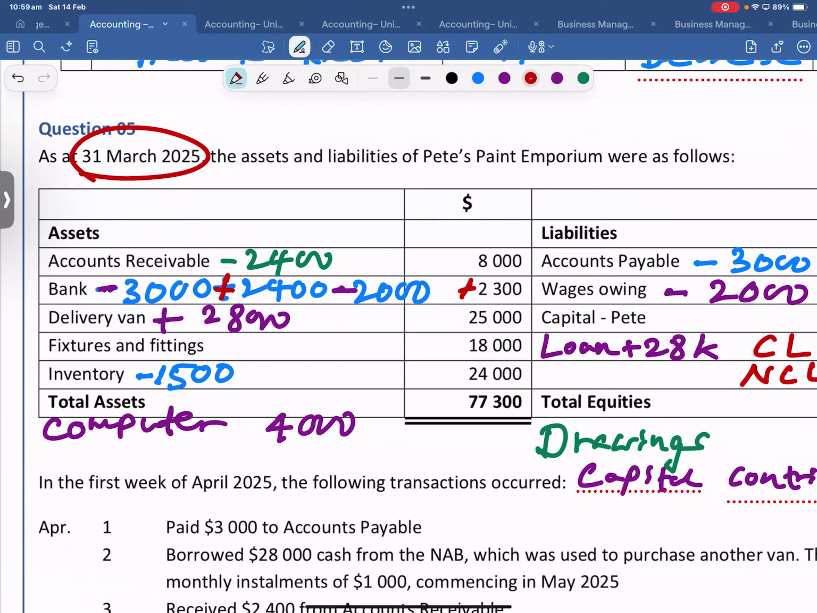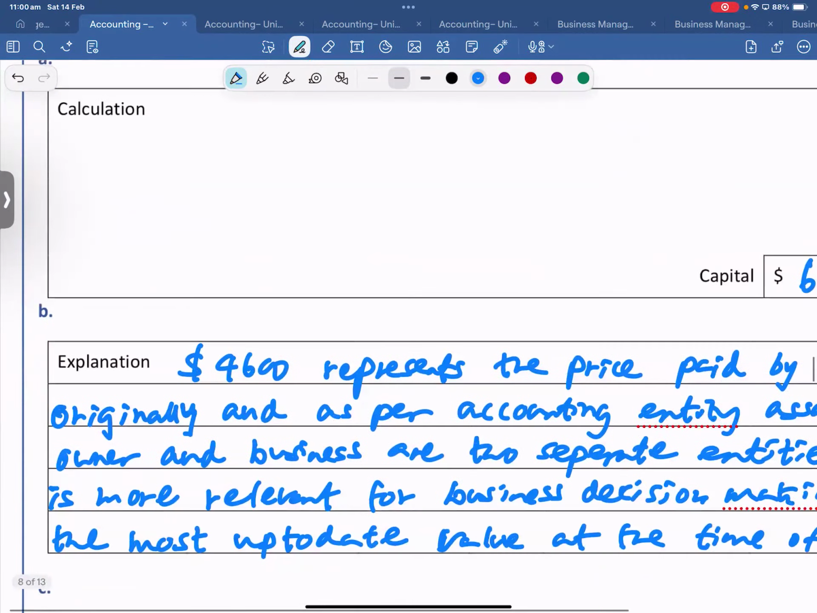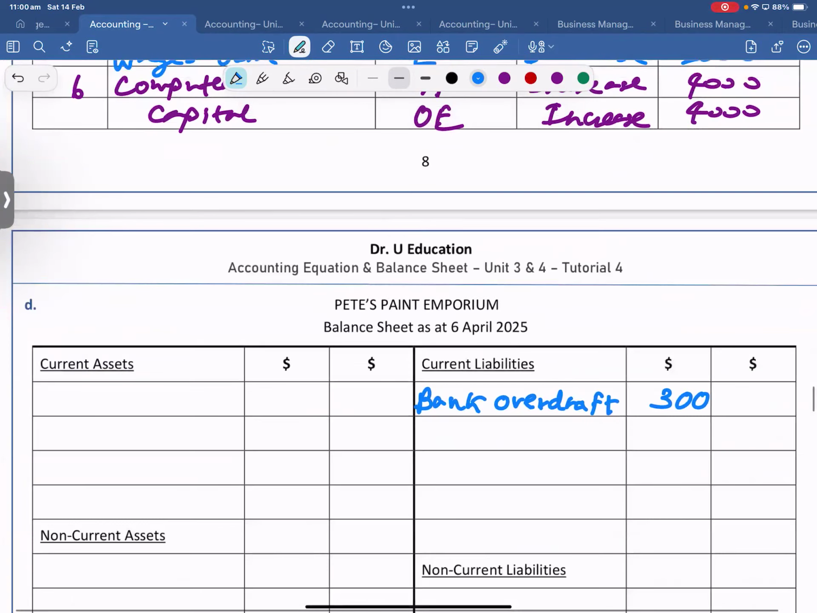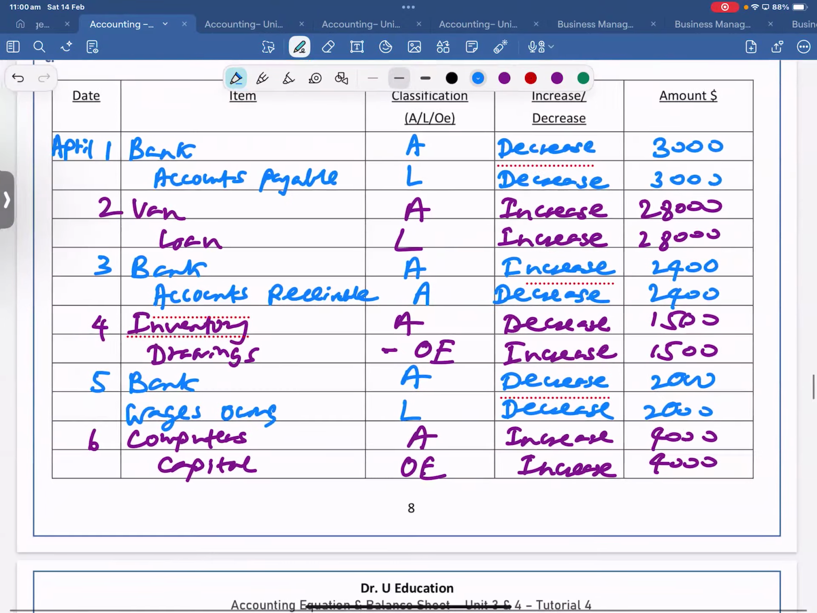Yeah? No, because if you do it step by step, you first get 700, then you plus 2,400, so that's 3.1k. No, not 3.1k. The reason is it is negative. Oh, yes. 700, and then you get 1.7. And you minus 2,000 from that. So then actually it is not 700, it is 300. This is 300. Right, bank overdraft of 300.